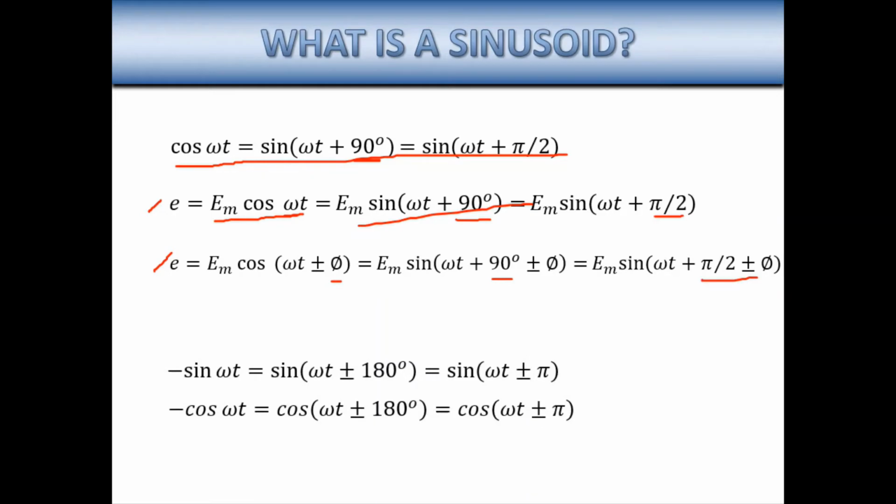Also take note of another trigonometric relation: if we have a negative sign, we can make it positive by simply adding plus or minus 180 in the argument of sine, that is, plus or minus 180 degrees or plus or minus pi radians. The same goes for a negative cosine, which can be expressed as a positive cosine by adding or subtracting these.